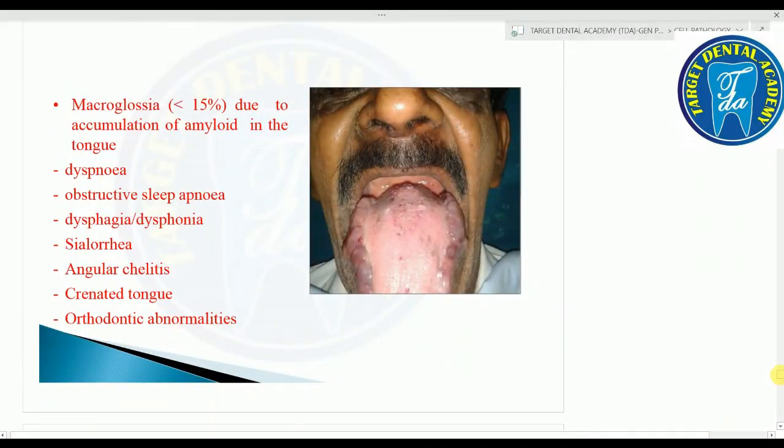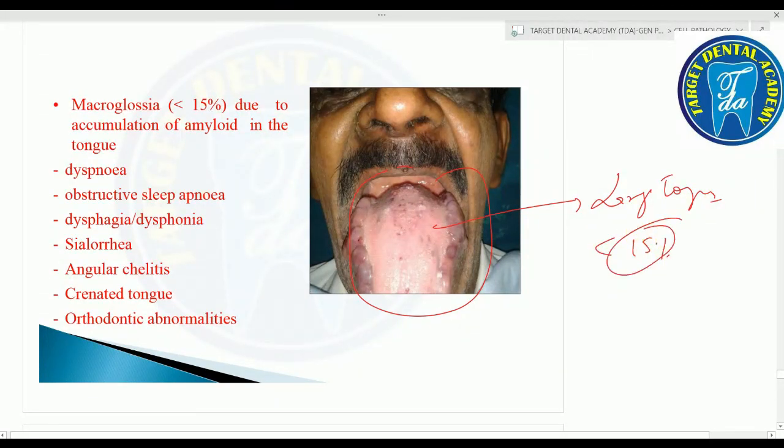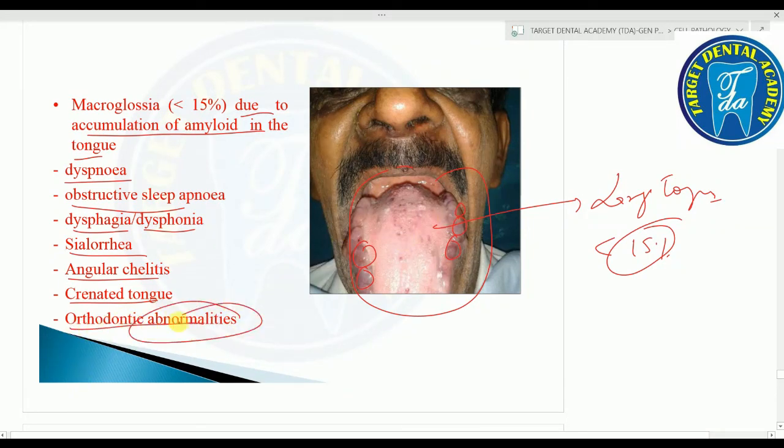Next is macroglossia, a large tongue. It occurs in less than 15% of the cases, and it may be due to the accumulation of amyloid in the tongue. It leads to dyspnea, obstructive sleep apnea, dysphagia, dysphonia, sialorrhea, angular cheilitis, the crenated tongue, and orthodontic abnormalities.